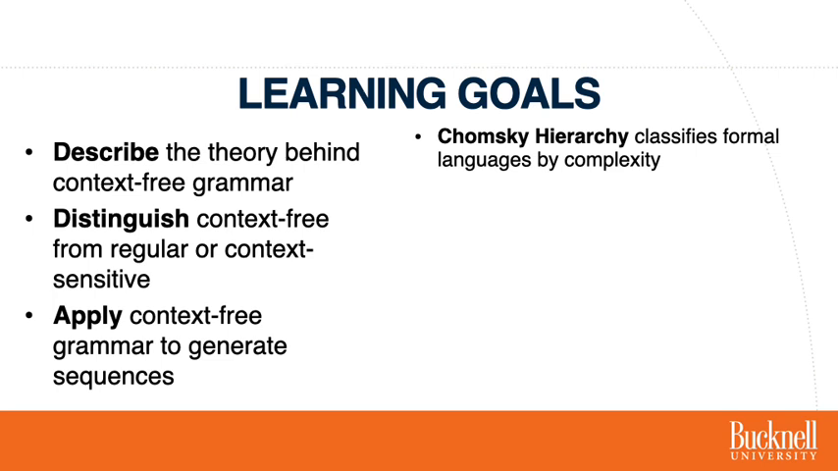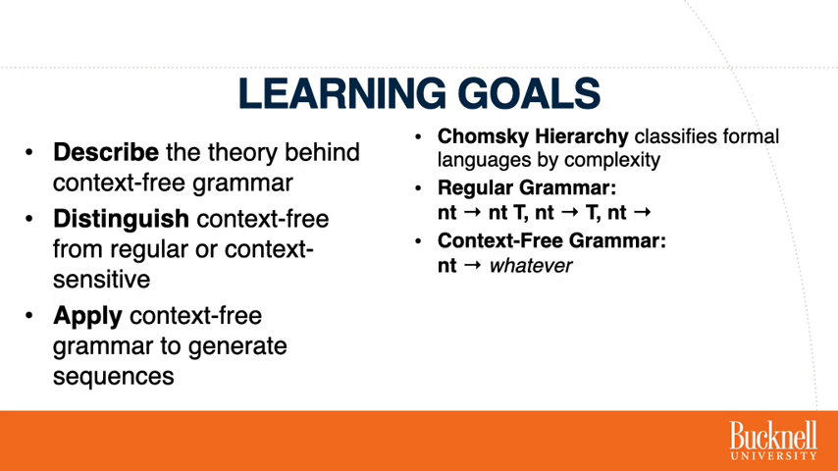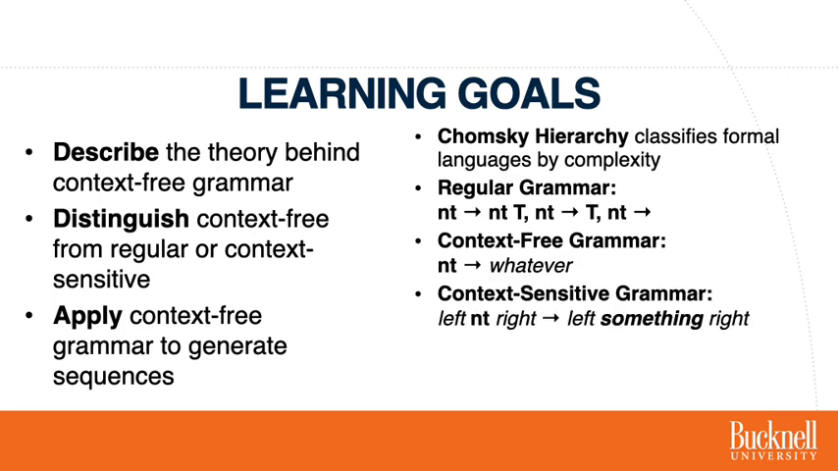The Chomsky hierarchy classifies formal languages by their complexity. A regular grammar consists of the rules non-terminal to non-terminal and terminal, non-terminal to terminal, or non-terminal to nothing. A context-free grammar is much more loose. It allows you to map a non-terminal symbol to whatever you like. Context-sensitive grammars allow you to check what's to the left and to the right of the non-terminal symbol before applying the rule. An unrestricted grammar is more powerful still.